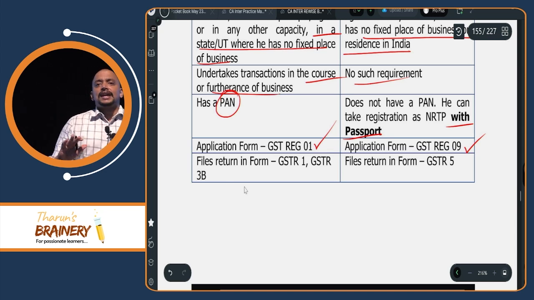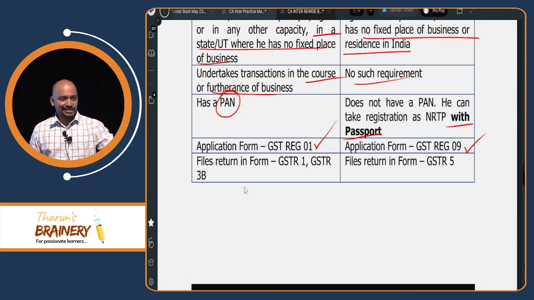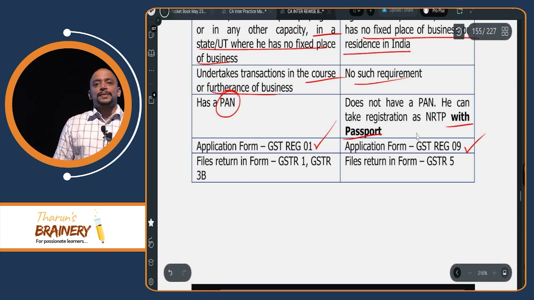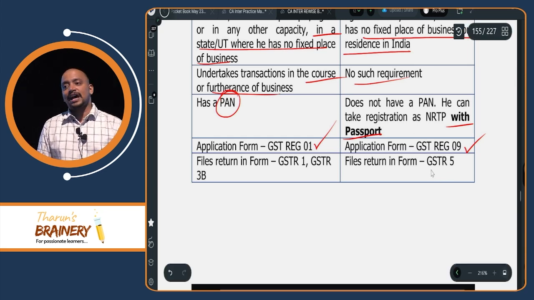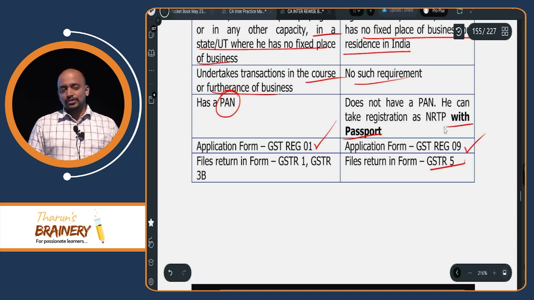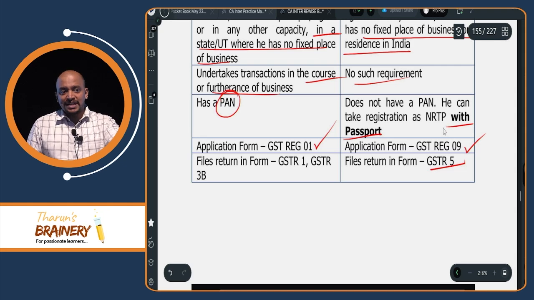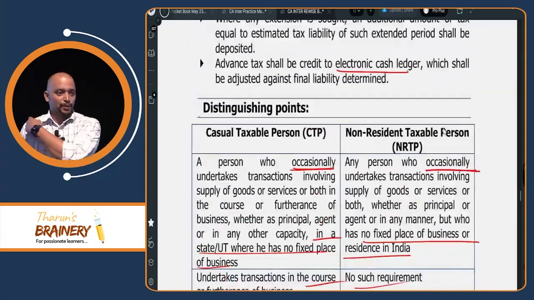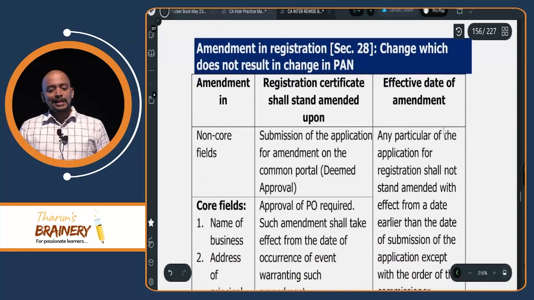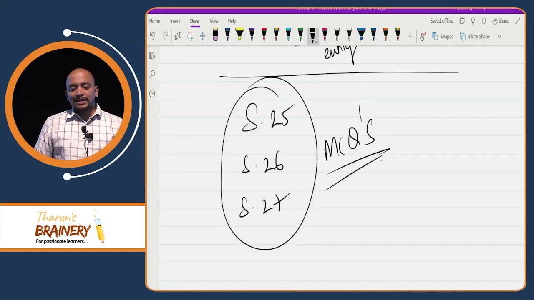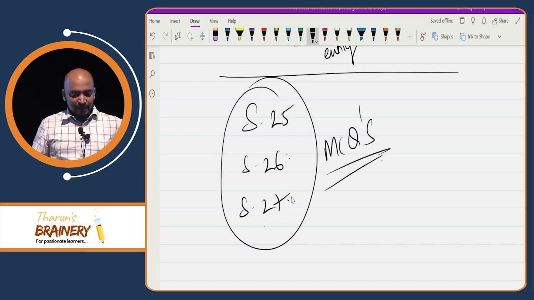And CTP will file a regular return, GSTR1 and GSTR3B. But a non-resident taxable person has a special return, that is GSTR5. So maybe, so far not asked, but they can ask a question to distinguish between CTP and NRTP, so you need to write these points, okay. So we completed 25, 26 and 27. 25, procedure for registration. 26, deemed registration. 27, special provision for CTP and NRTP.